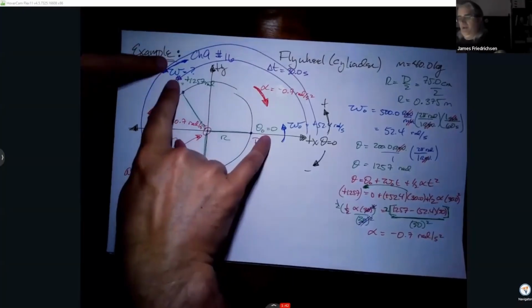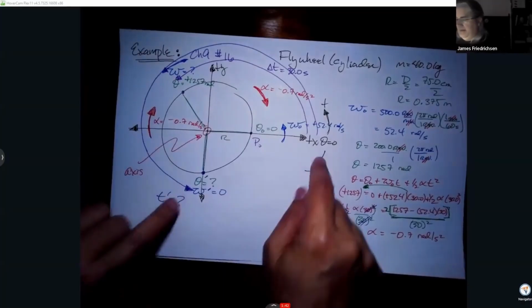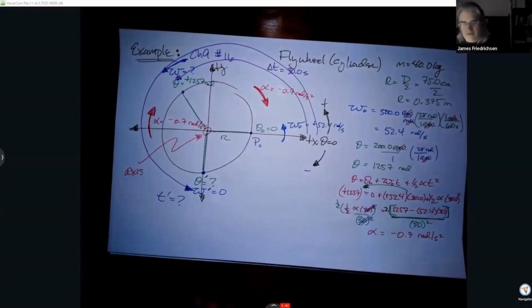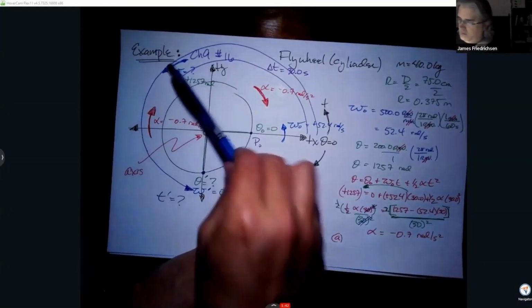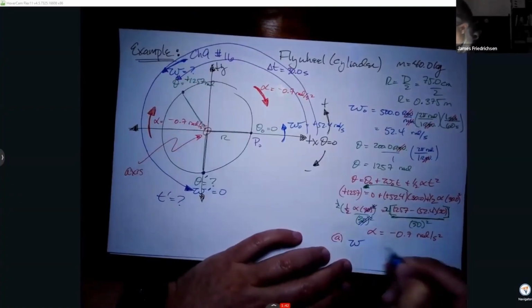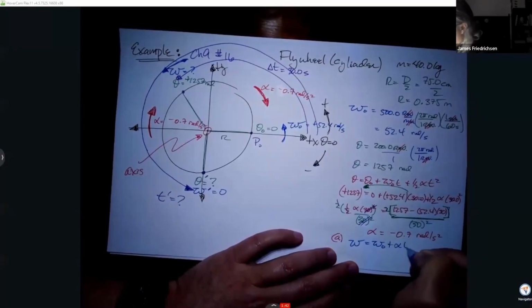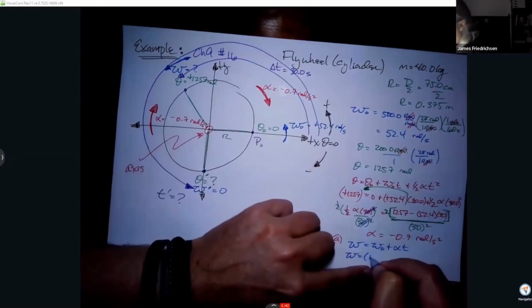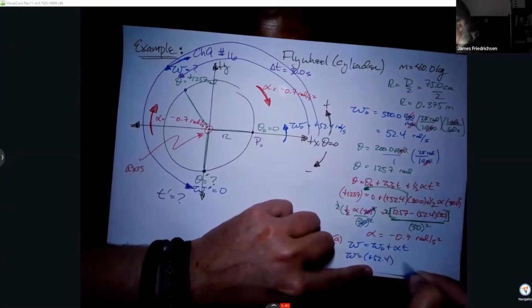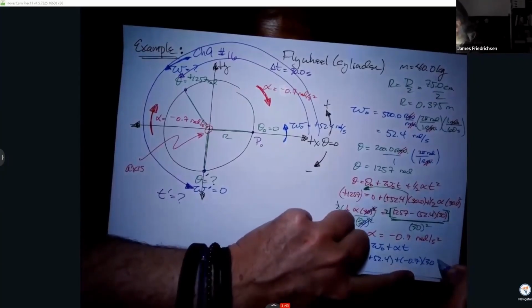And then now we can solve for this omega after the 30 seconds. And then we could answer other questions for the other part. So for the first part, they want to know what was this omega. So I'm going to use the first equation. So the omega is omega naught plus alpha times the time. So the initial omega was this plus 52.4. The alpha is negative 0.7. The time is the 30 seconds.